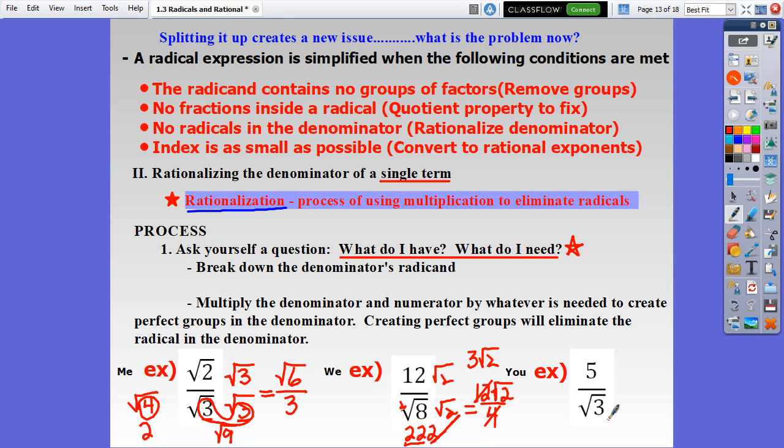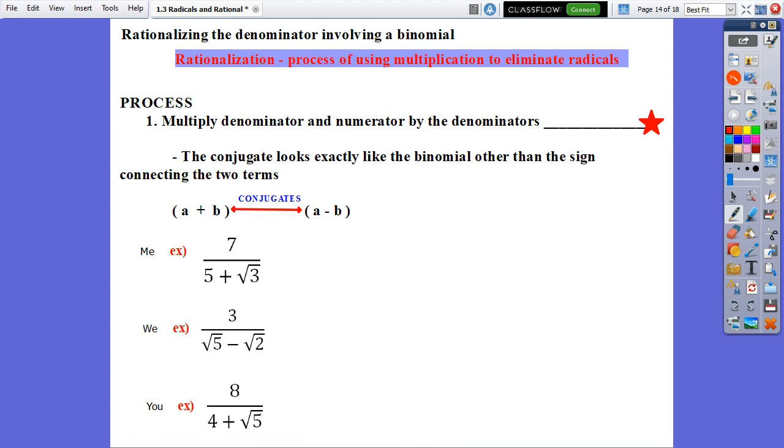The last one really quick, what do I have? I have 1 3. What do I need? I need one more 3. And so I'm going to do another square root of 3. And I get 5 square roots of 3 over square root of 9, which is 3. There we go. And that's called rationalizing. Okay. When it's 2 terms, okay, when it's 2 terms.